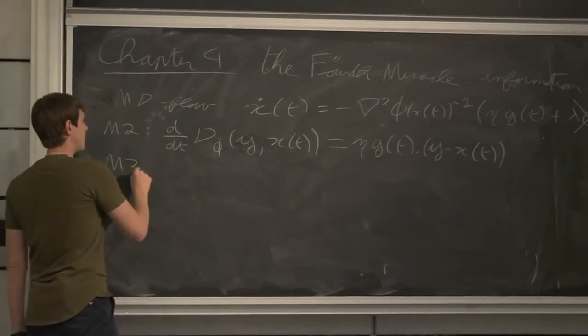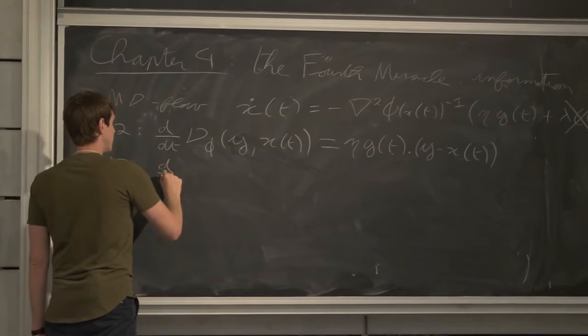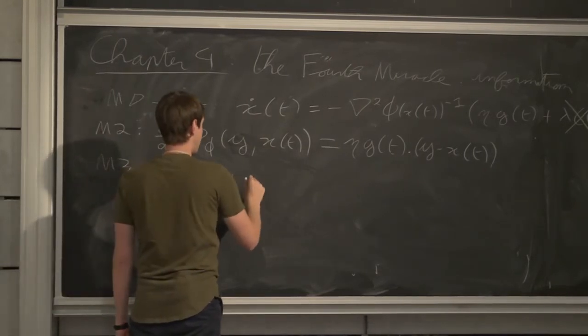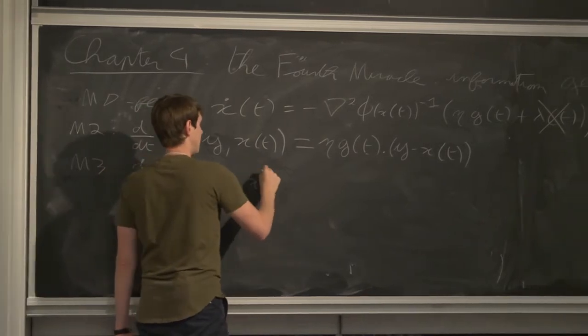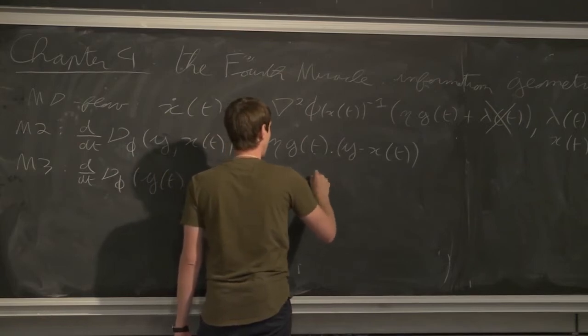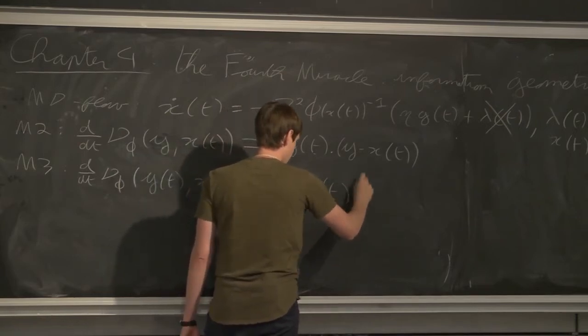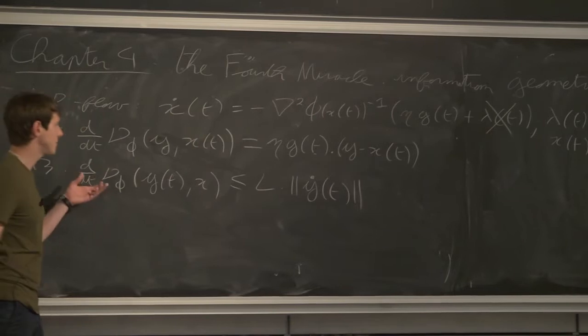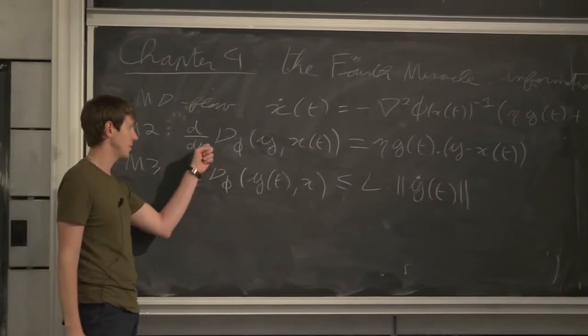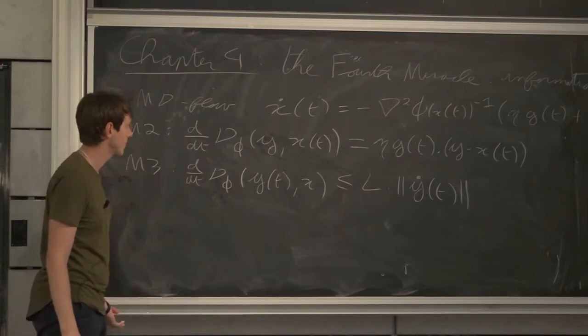The third miracle that we saw yesterday was that the derivative of D_phi between y of t and x was bounded by a Lipschitz constant times the norm of y dot of t. We said that you can use this to track the optimum. So this was the tracking miracle, and the previous one is a potential miracle.